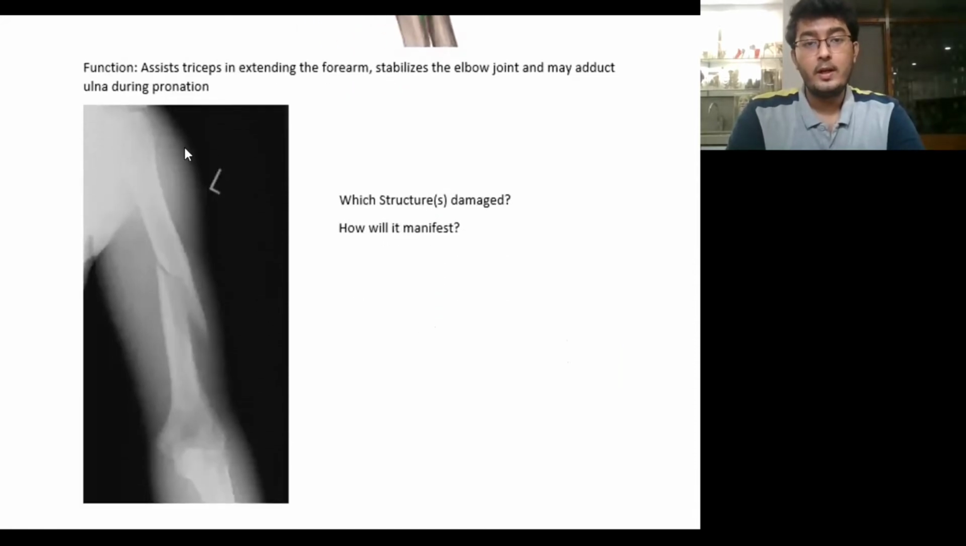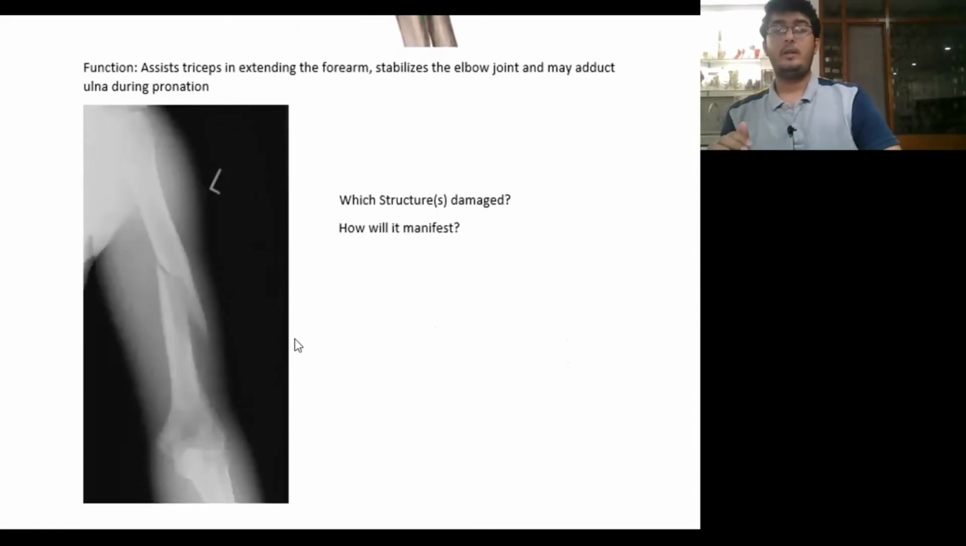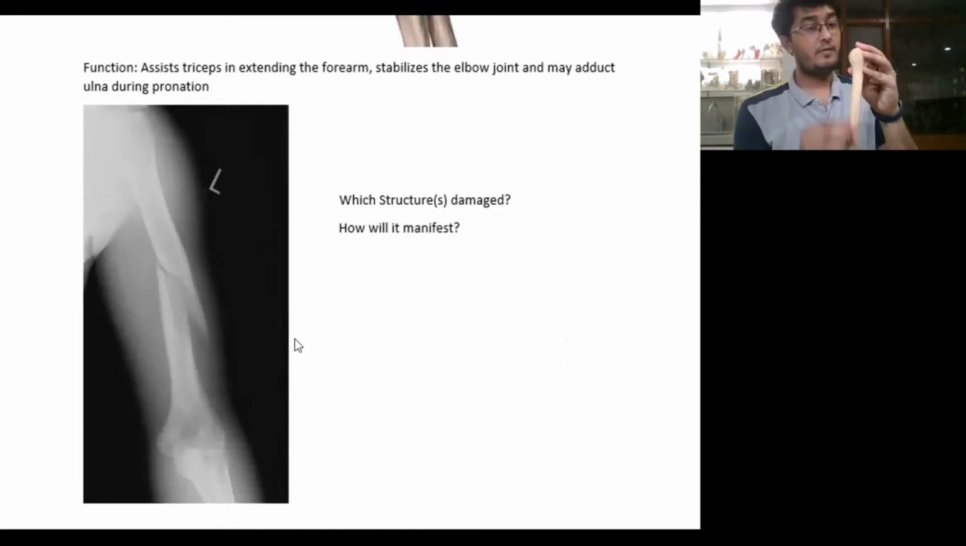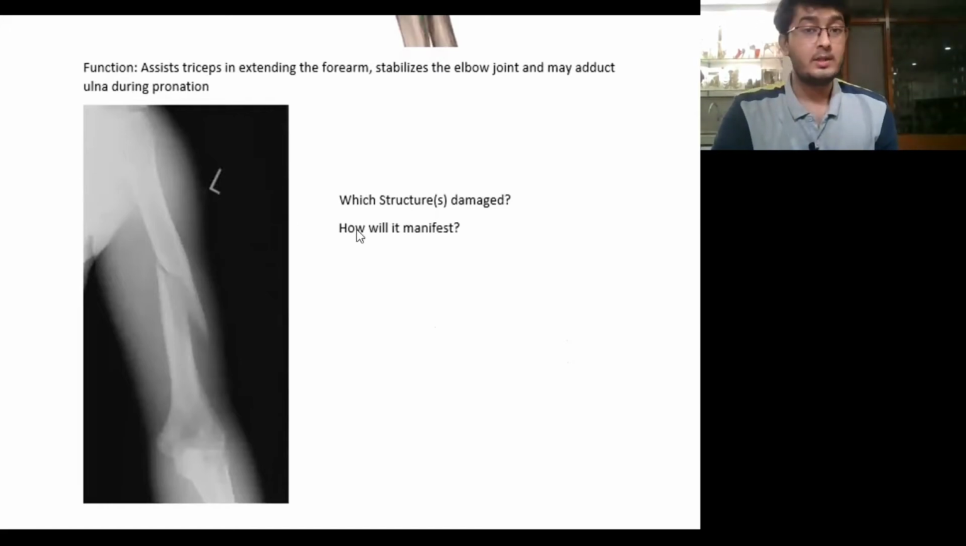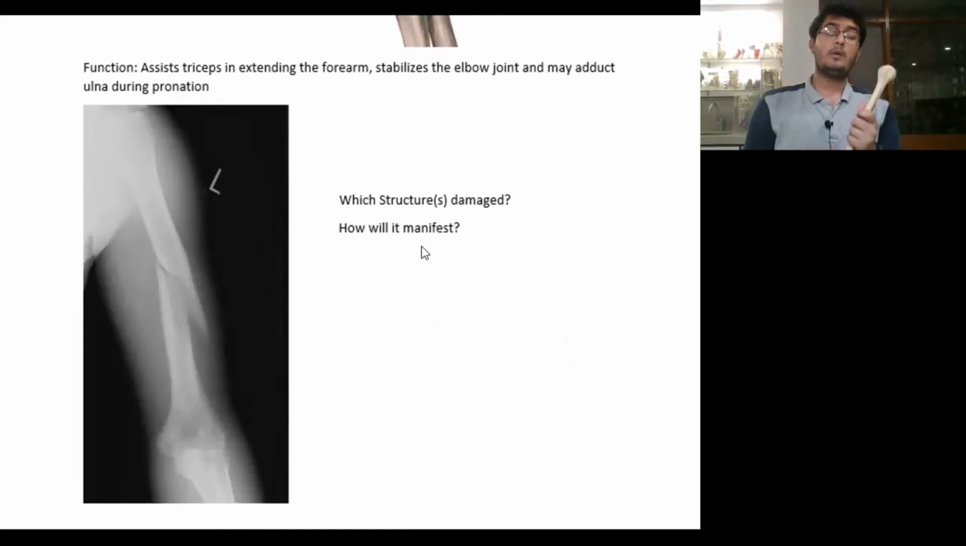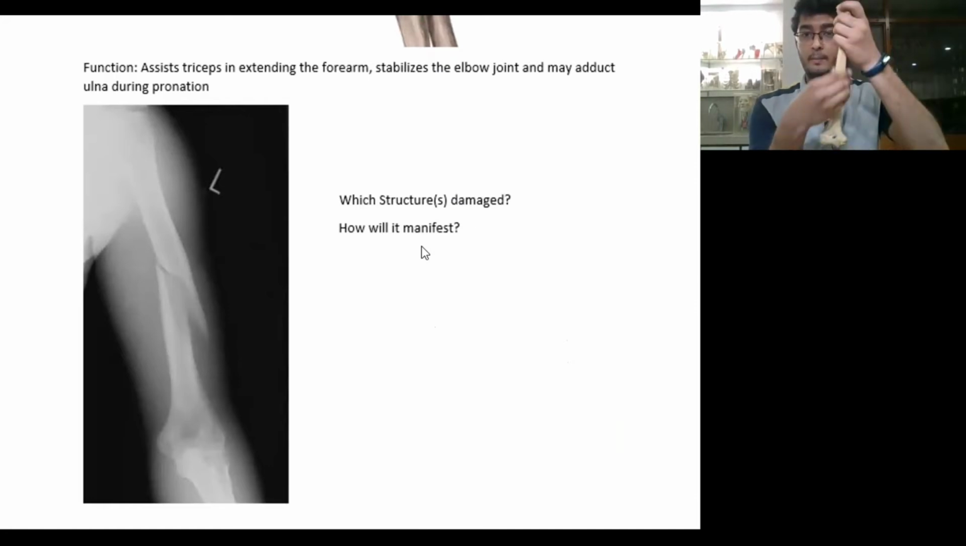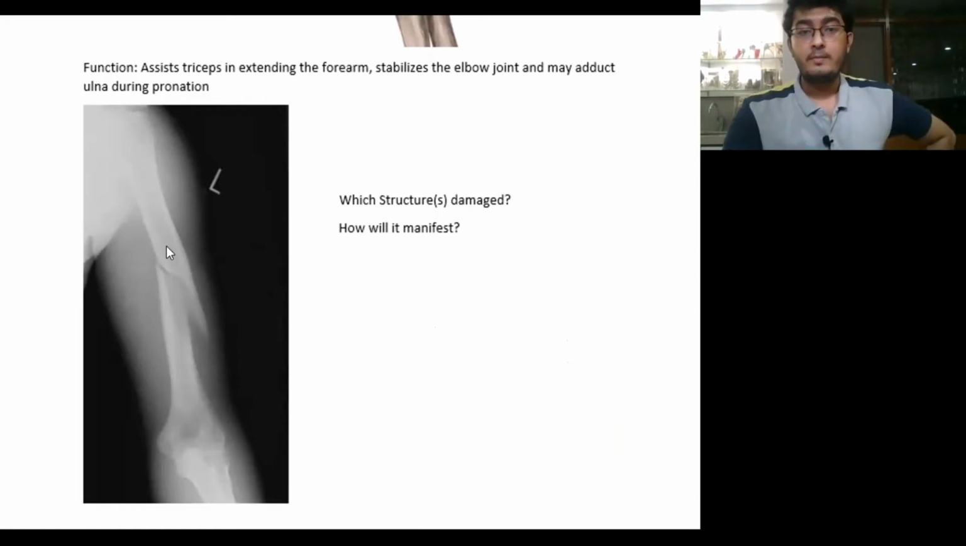So what's happening over here? If you thought this is the fracture of the shaft of the humerus, you're right. So the question is which structures are damaged and how it will manifest. Before we go forward, the thing which you need to know about fractures of any bone. Whenever a bone breaks, its fragments, as you can see, are displaced either anteriorly or posteriorly. The thing about these fragments is that they are razor sharp.